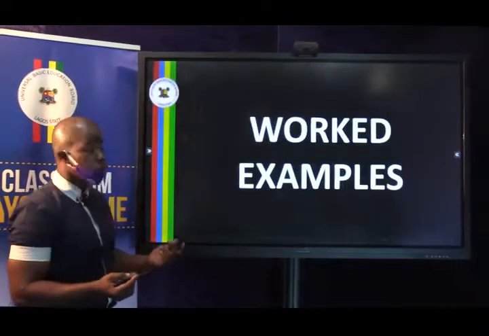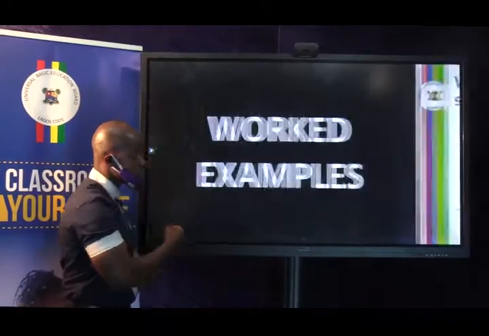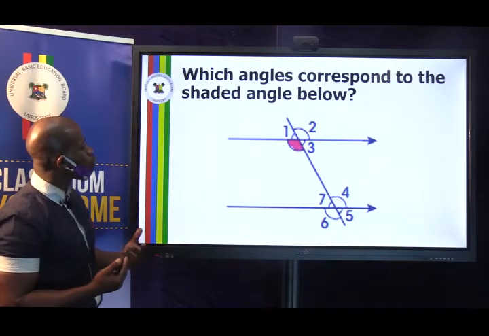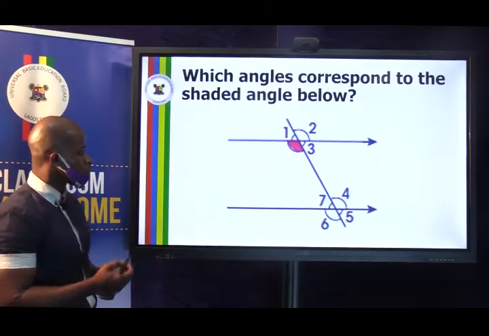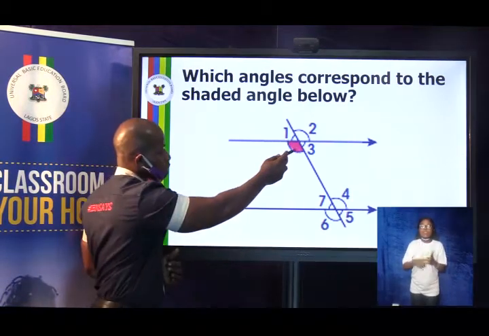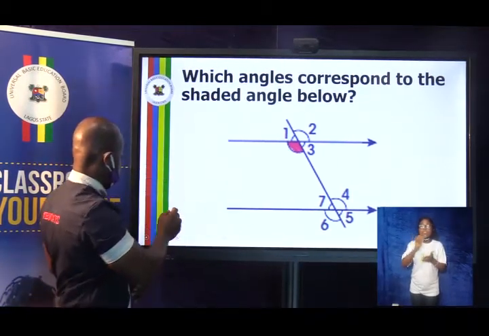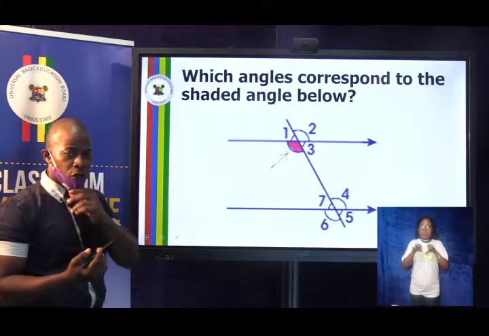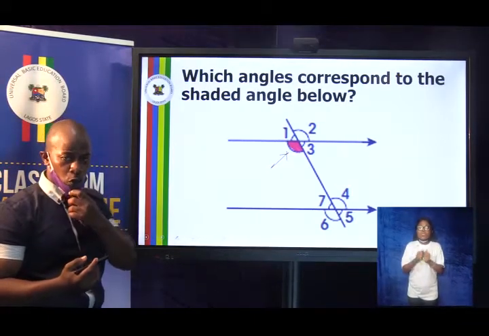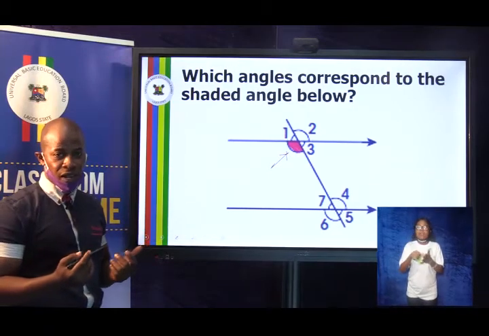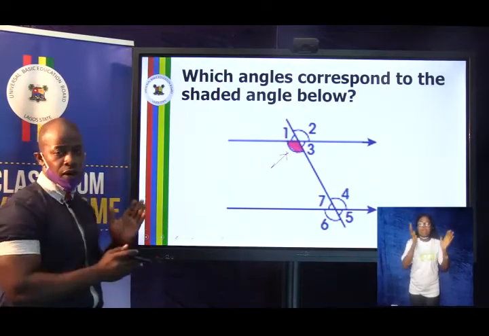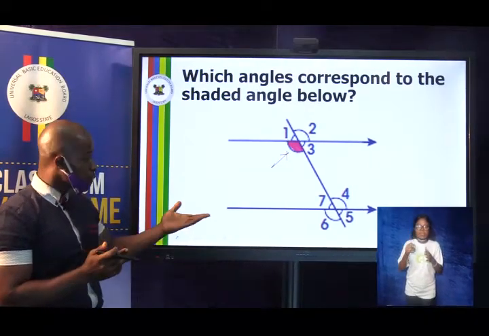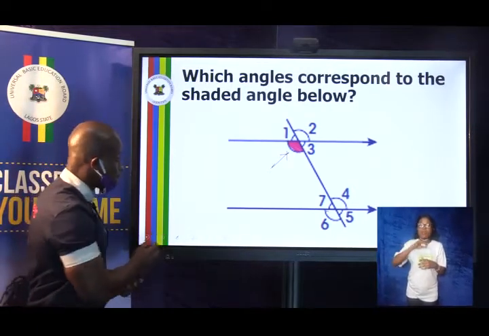So let's now look at some worked examples and see how we can use this knowledge to find some missing angles. The first question says, which angles correspond to the shaded angle below? Now this is the shaded angle here. This is the shaded angle right here. Which one is corresponding to it? Remember that we will identify corresponding angles with what letter? With the F letter. So the F can face to the front or face to the back or face up or face down. Have you identified the angle that is corresponding? Let's see what the answer is.